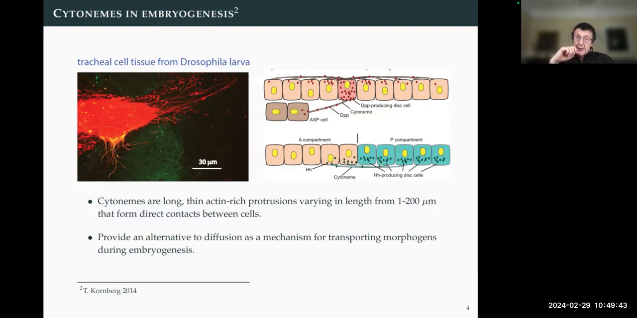So the hypothesis is that these, through direct contact, transport morphogens or the cognate receptors and facilitate morphogenesis. And there was virtually no modeling work on this topic. It's something that I think there should be more done on, because it's becoming more and more prevalent in experimental studies of embryogenesis.